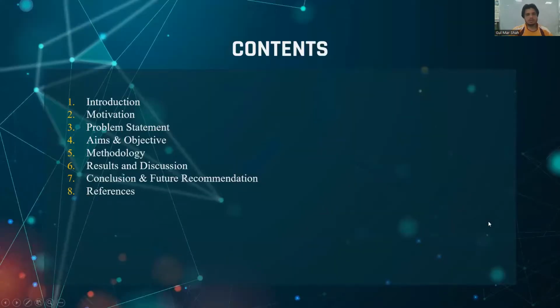The roadmap for today: first we will do the introduction, then the motivation behind this project and the problem statement, and the aims and objectives which we have achieved and will achieve, and the methodology which we have applied throughout this FYP, and then the results and discussions, conclusion and future recommendation, and finally the references from where we took the ideas.